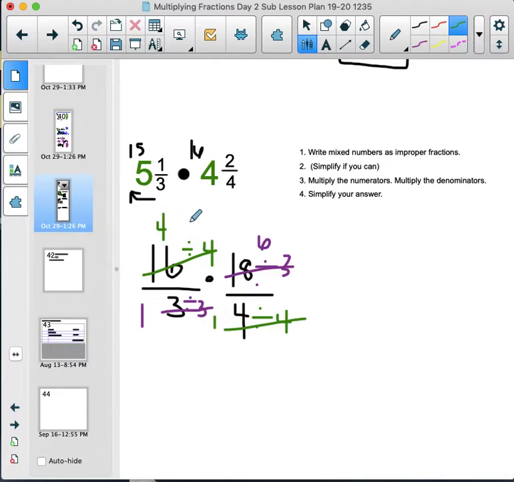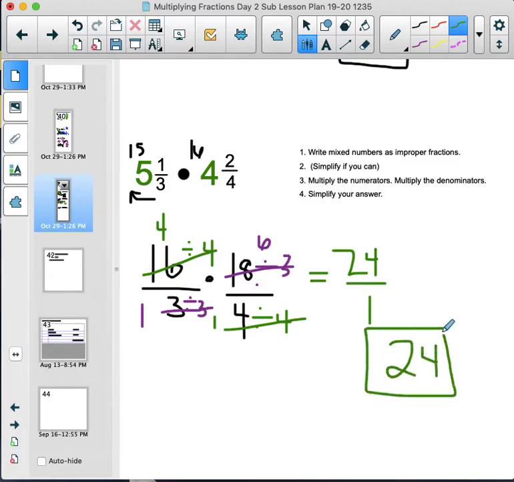I can multiply straight across. 16 divided by 4 gave me 4 left over. 18 divided by 3 gave me 6 left over. And that 4 times 6 is 24. And my 1 times my 1 is 1, so 24. I would challenge you to start to simplify it ahead of time. It'll make your life easier.